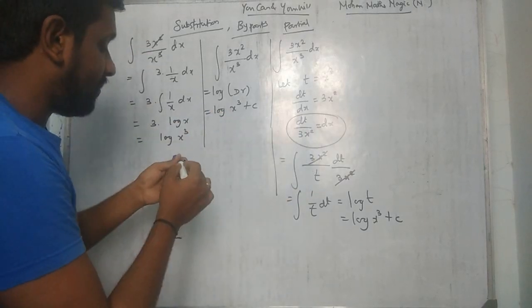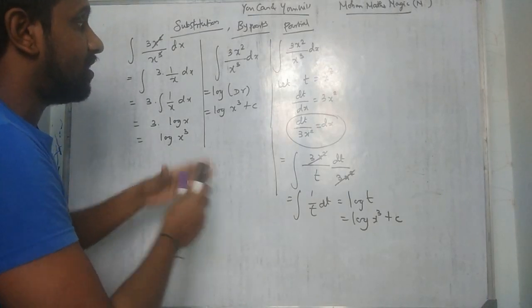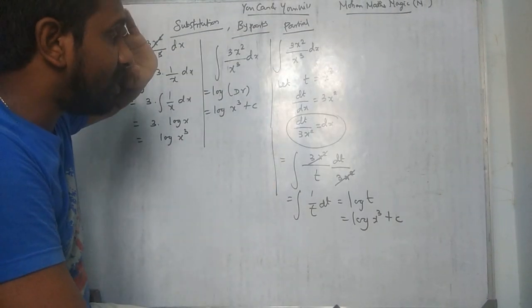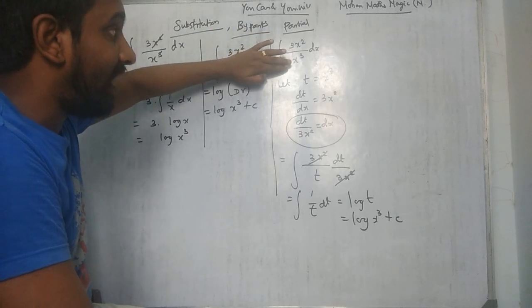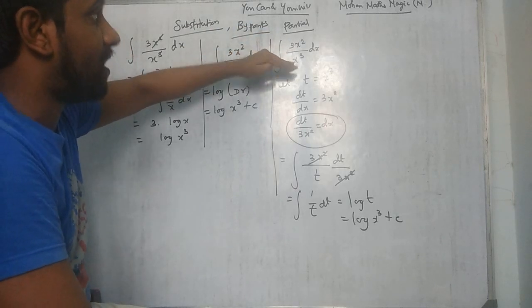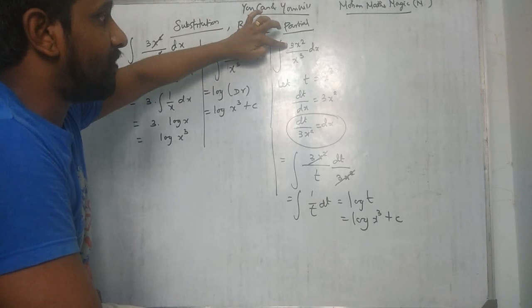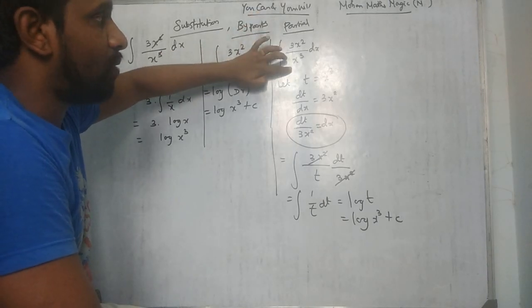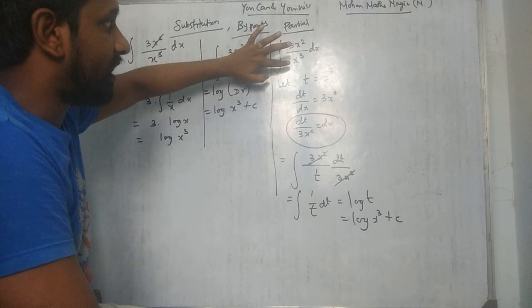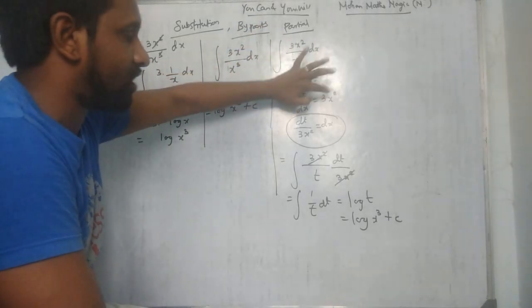So I have taken a small sum. This is the basics. One note I will teach you: you have to think first of all which one you have to take as t. Differentiate it and the numerator should come. If you take t equal to 3x square, I won't get the denominator. So let me take the denominator as t. So t equals x cube.